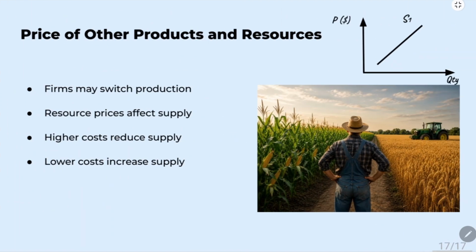Firms often switch production towards more profitable products. For example, if corn becomes more profitable than wheat, farmers may grow more corn and less wheat, reducing the supply of wheat. Resource prices also affect supply because firms need fuel, electricity, and raw materials for production. If these costs rise, supply decreases and the supply curve shifts to the left.